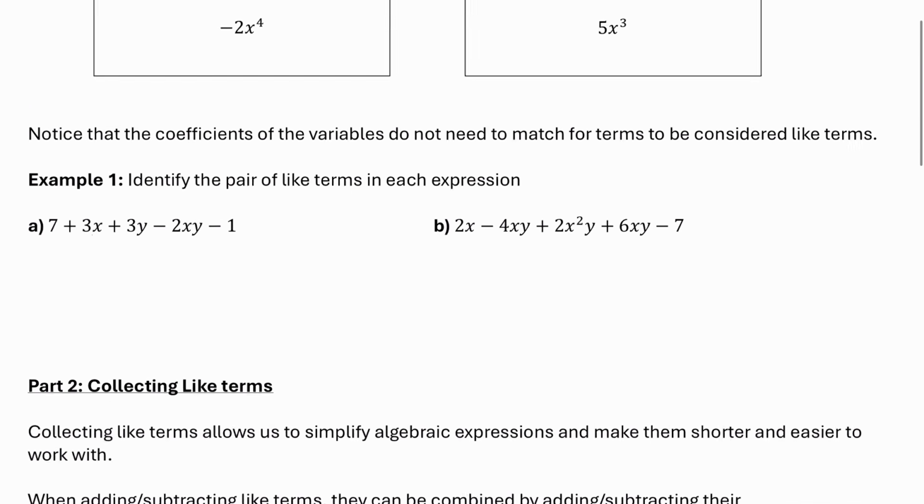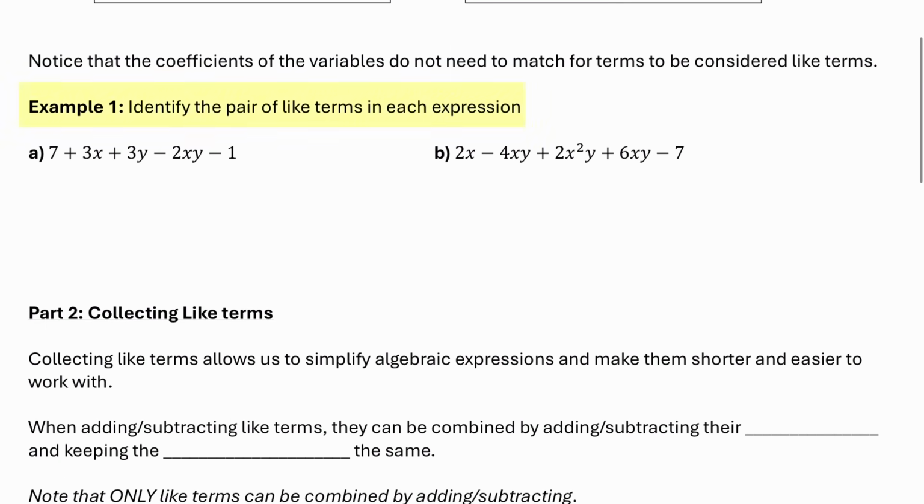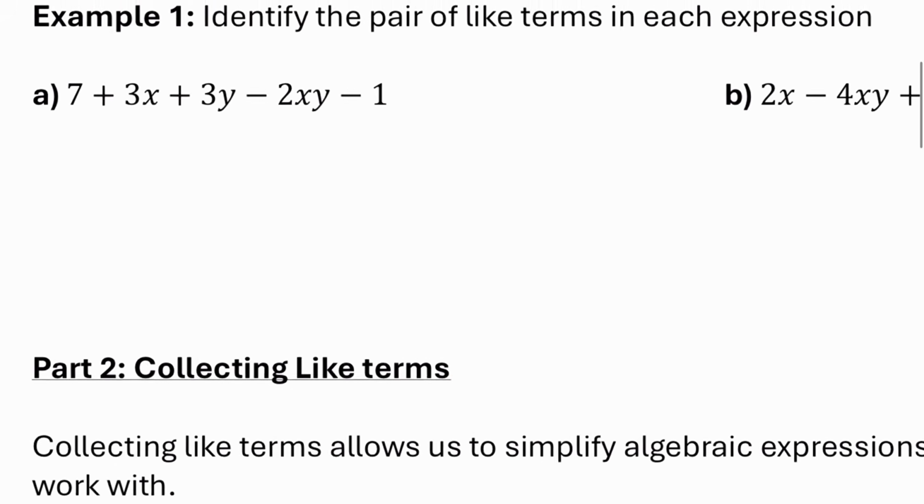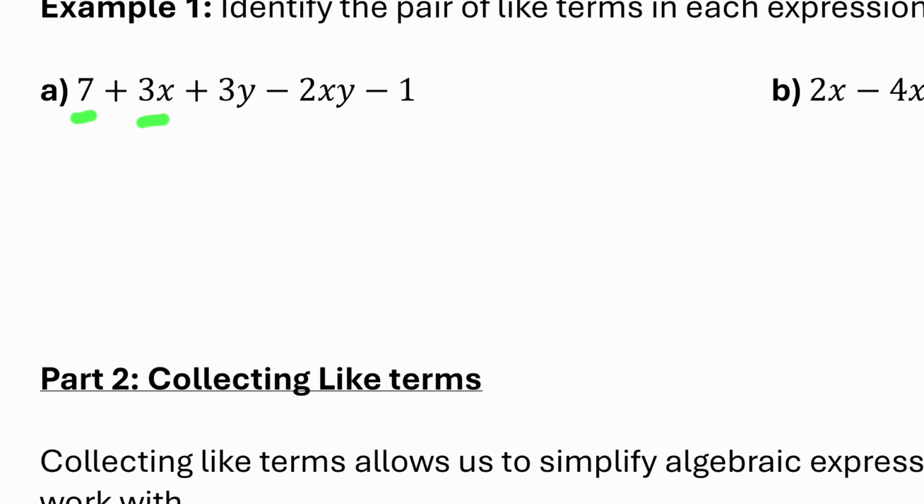So let's go ahead and try example 1, where we just identify the pair of like terms in each expression. In part A, I have 1, 2, 3, 4, 5 terms. Are any of them like terms? Well, I have two constants, 7 and negative 1. Any constants are like terms because they don't even have a variable part to their terms. So 7 and negative 1 are like terms. And that's the only pair of like terms here.